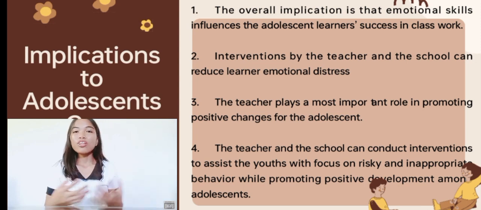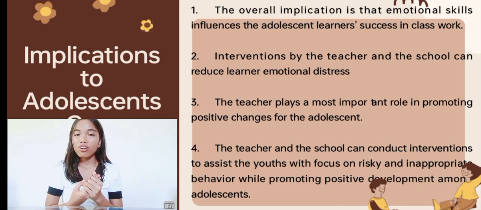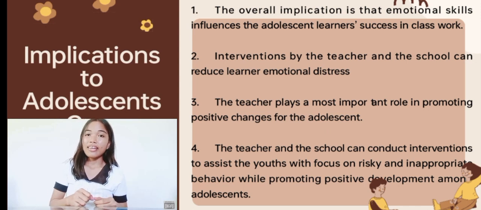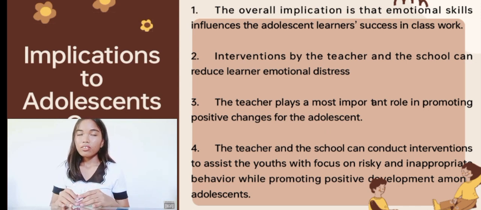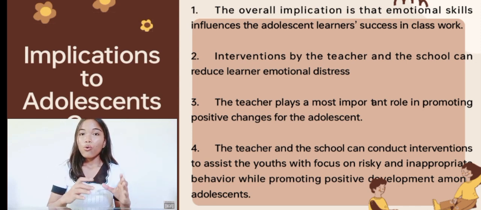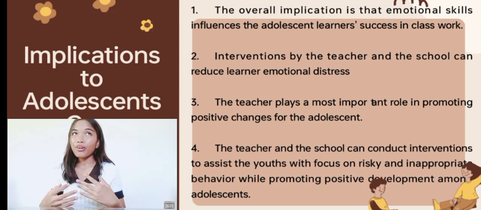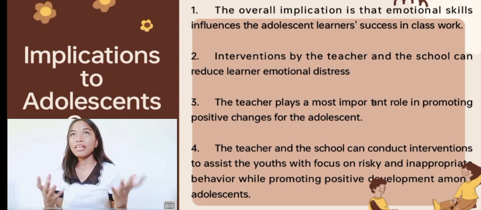So, emotional skills such as self-awareness, self-regulation, motivation, empathy, and social skills influence adolescent learners' success in classwork. For example, a student who has poor self-regulation skills may struggle to concentrate in class and complete assignments on time. On the other hand, a student who has good self-awareness skills may be better equipped to identify their strengths and weaknesses and seek help when needed, leading to better academic performance. That is the explanation for number 1.